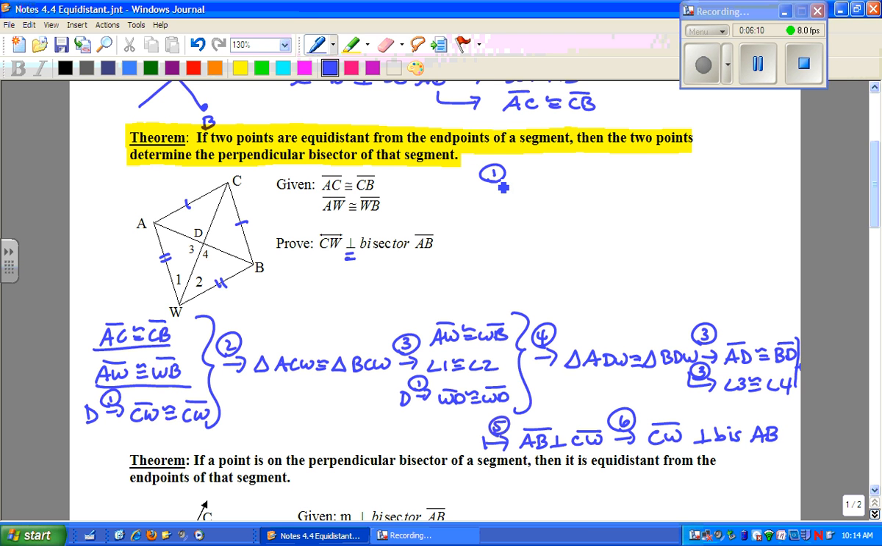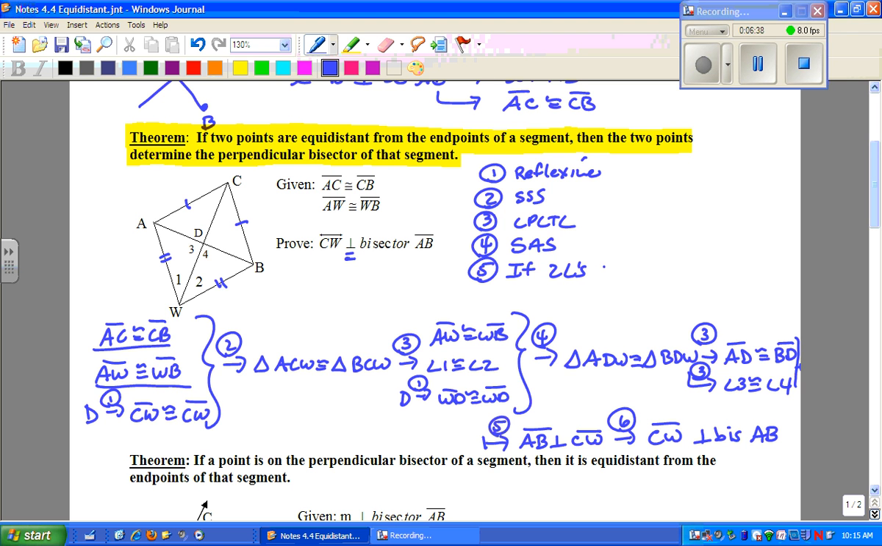So what do we have here? Reason 1 is reflexive. Reason 2, side, side, side, which obviously then next has to be CPCTC. 4, we proved the other 2 triangles, and it can't be the same as side, side, side. So once again, we'll have to have something different, but I see a side angle side. 3, back to there.